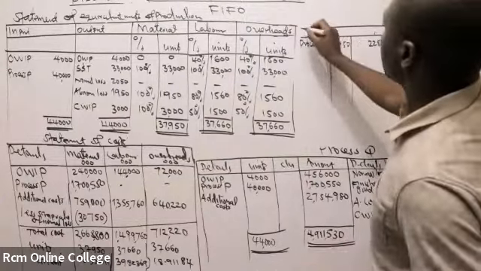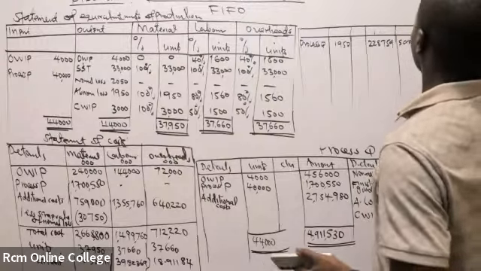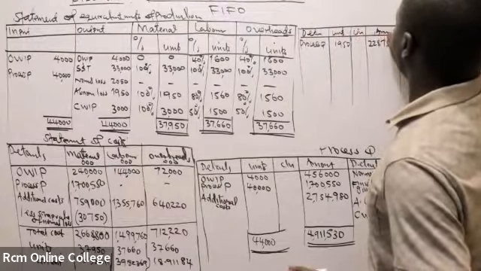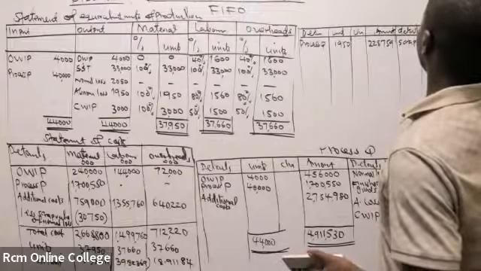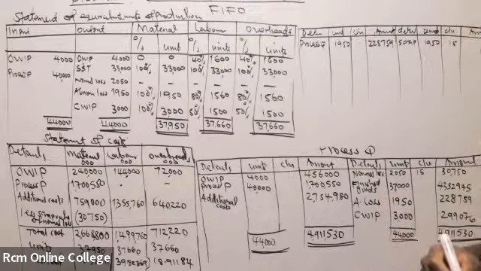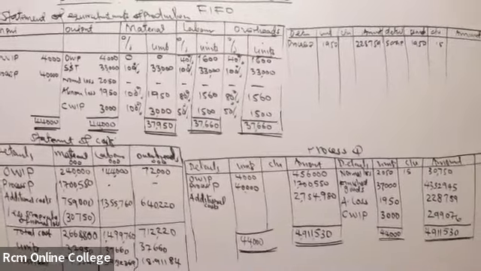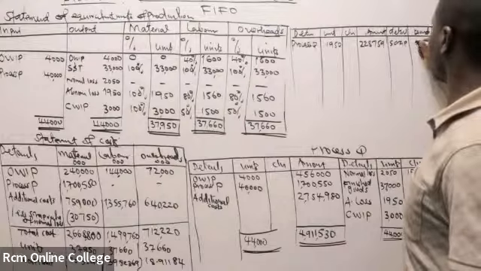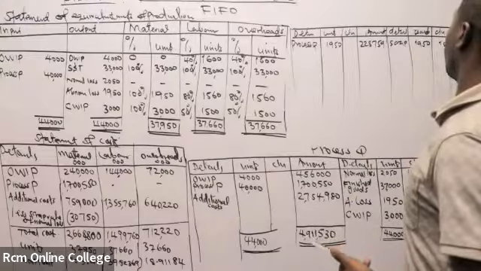Titles: details, units, cost per unit, amount. 1950 by 15, how much is that? 1950 by 15. 29,250. So we have 29,250 going to scrap account.